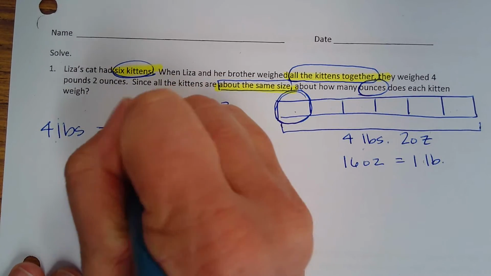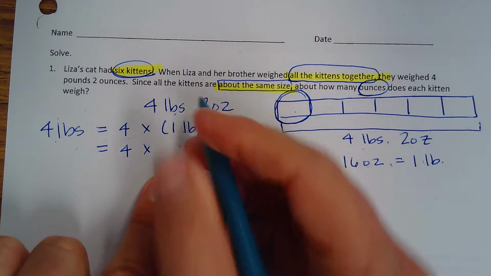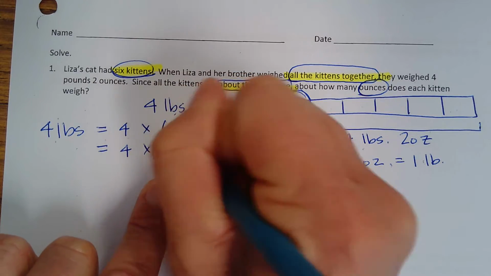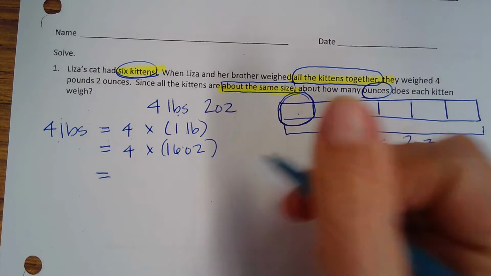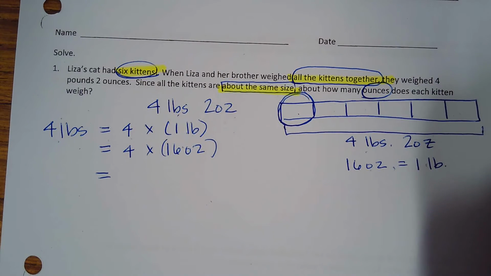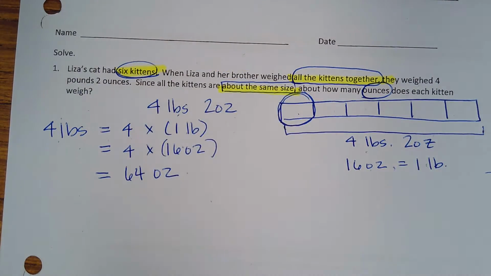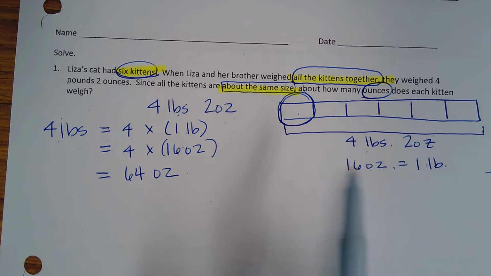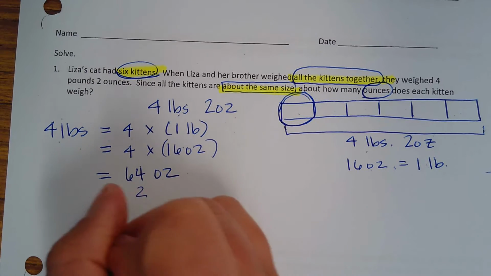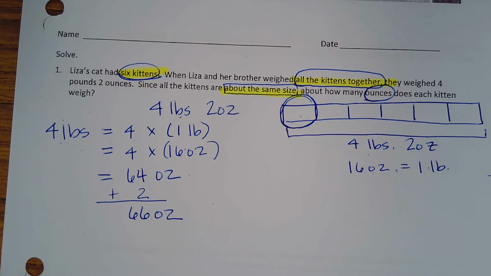And we're going to go 4 times how many ounces are in 1 pound? 16 ounces, right? Now, 4 times 16, well, you can go 16 times 4, right? 64. 64 ounces. But we still have to add how many more ounces? 2. That'd be 66. So we have 66 ounces, right? All right.